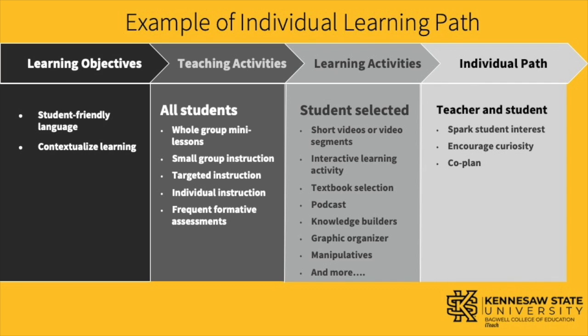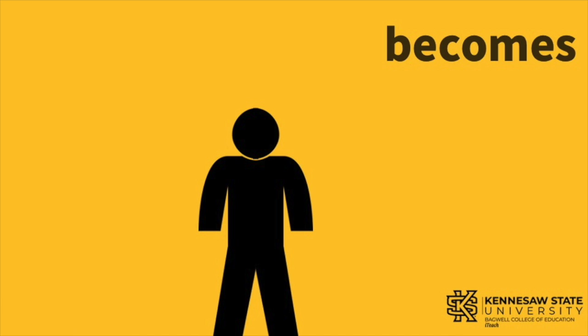The work students do on an individual learning path should be student-driven. They work with you to plan learning activities, but students do not rely on the teacher to provide learning tasks or instruction. You may help guide the student by answering questions, clarifying concepts, or helping them refine their ideas. On an individual learning path, the student becomes their own teacher.